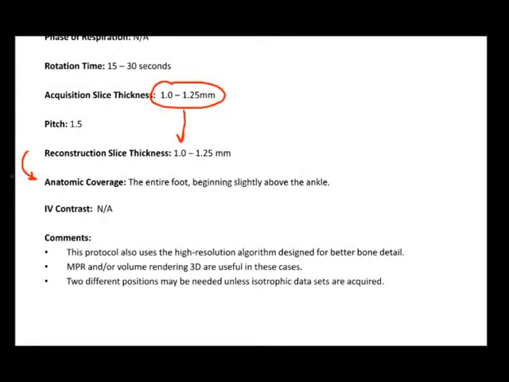Also, two different positions may be needed unless isotropic data sets are acquired. And so basically what you can do is exit that line out because with our new scanners we have the ability to recon in any of the planes and do obliques and all of these things, so there's not going to be really two data sets needed.